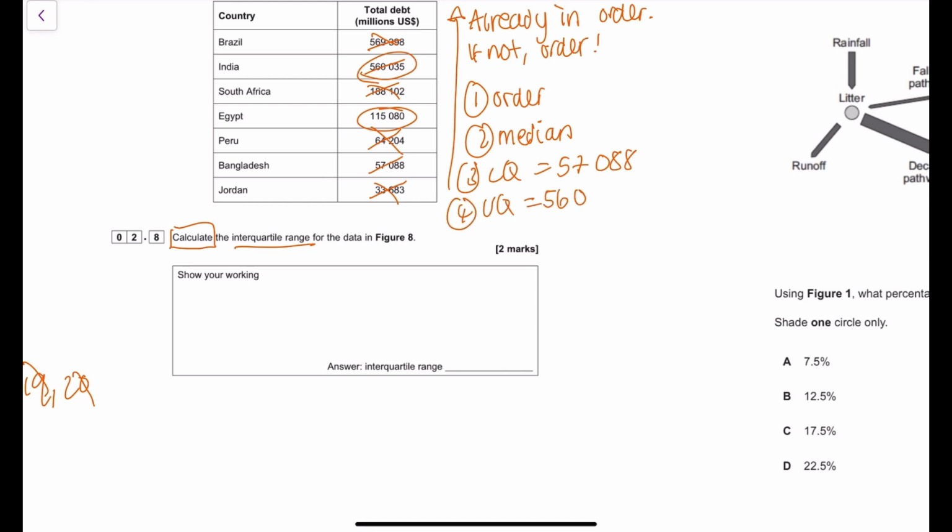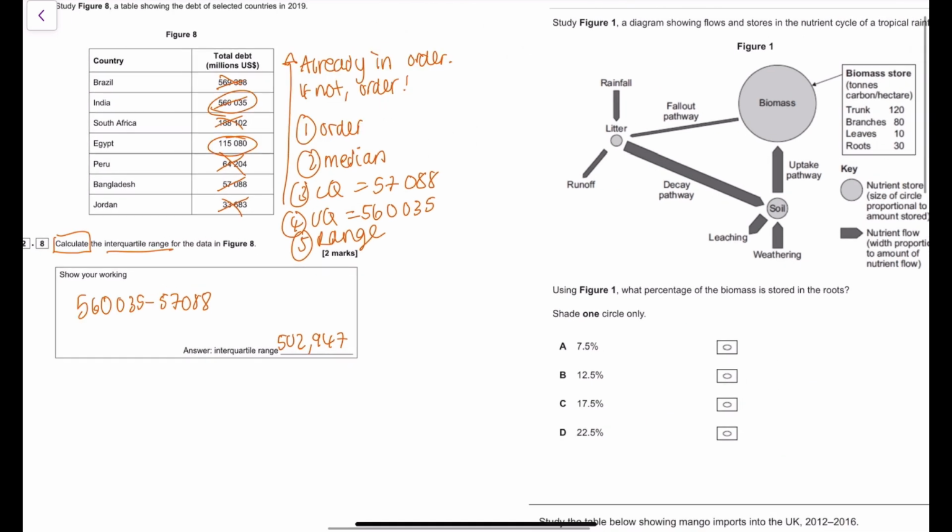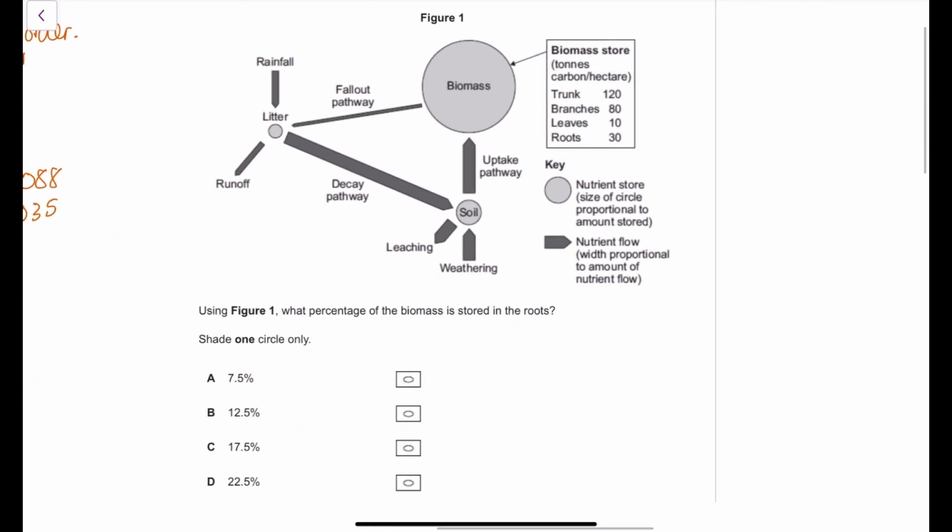Now, when we are looking at interquartile range, the next step is the range aspect. So you've done kind of your lower quartile and upper quartile calculation. You now need to take the smallest number away from the largest number, which in this case is the upper quartile, take away the lower quartile to give us that number down there. So make sure you order them, find the median, find the lower quartile, the upper quartile, then the range.